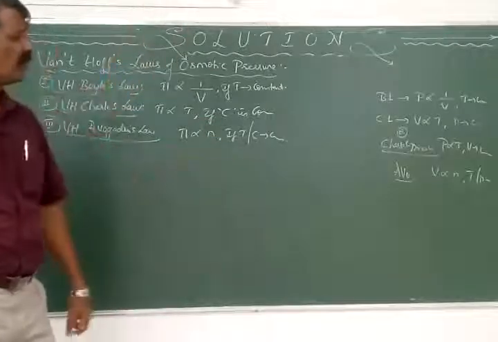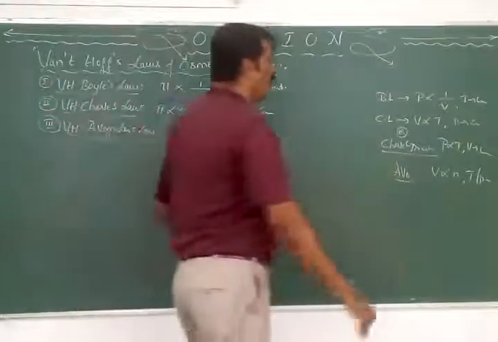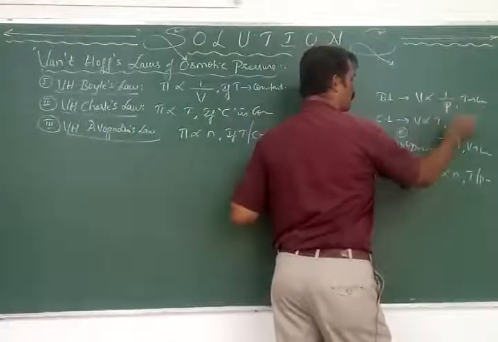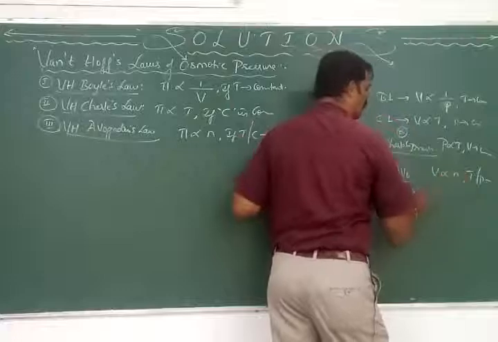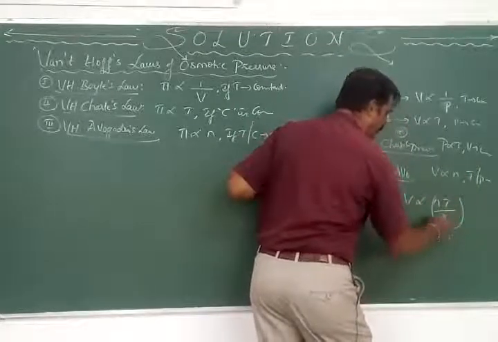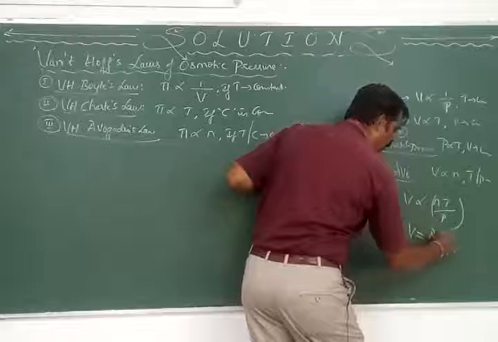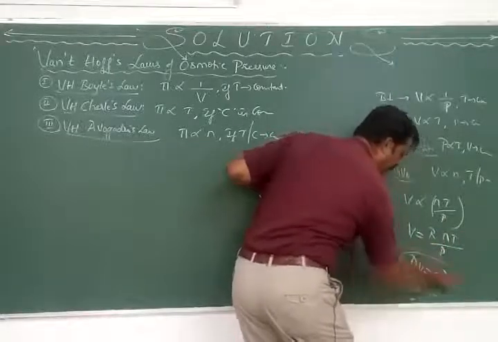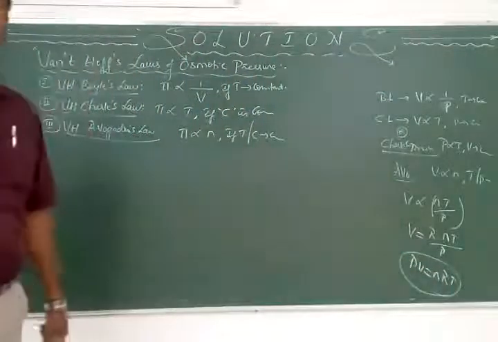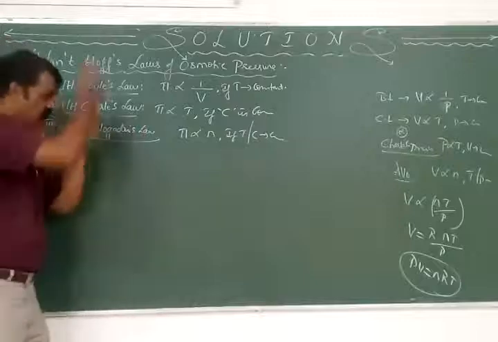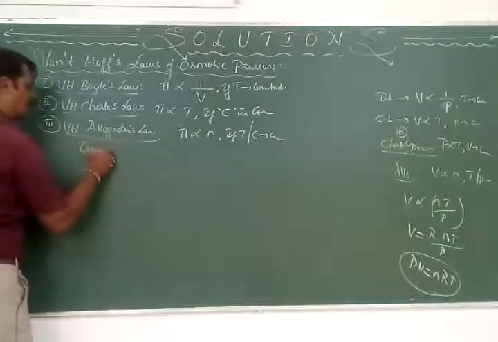What happens when I combine all those here? V is proportional to 1 by P, V is proportional to T, and V is proportional to N. By combining all, V is proportional to N into T divided by P. V is equal to R into NT divided by P, or PV is equal to what? NRT. What is this? The ideal gas equation with respect to how many moles? N moles of a gas. So same thing here, combining which and which and which?